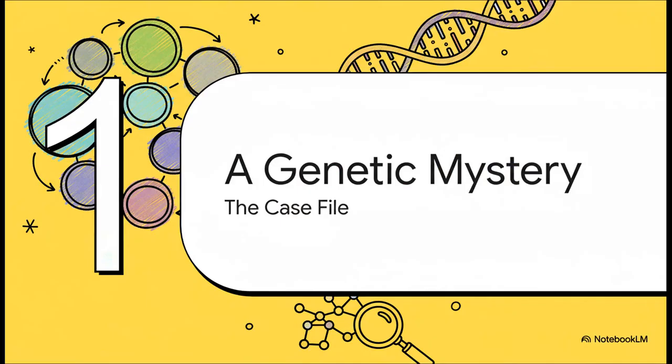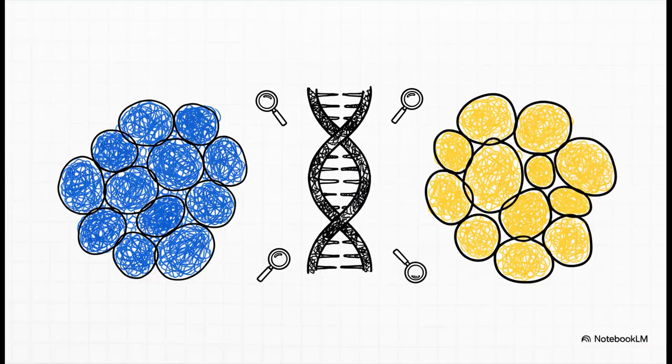Every great detective story needs a case file, right? And ours comes from a landmark study in cancer research. We're diving into a really famous dataset from a study by a researcher named Golub and his colleagues. Now, they had genetic data from patients with two different kinds of acute leukemia. One is called AL, the other is AML. They knew these diseases were different, of course, but the real mystery was buried deep inside the genetic code. Their whole goal was to find the exact genetic patterns that made each one unique.